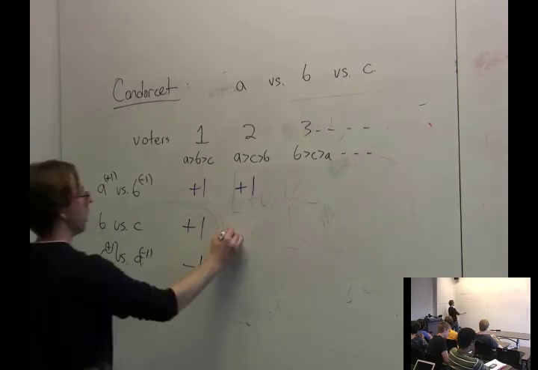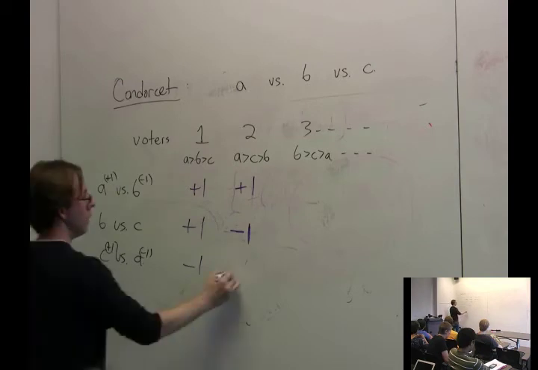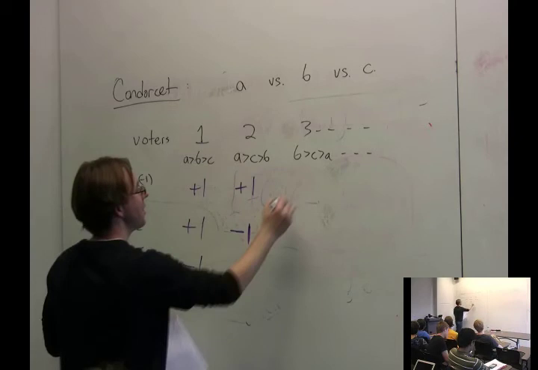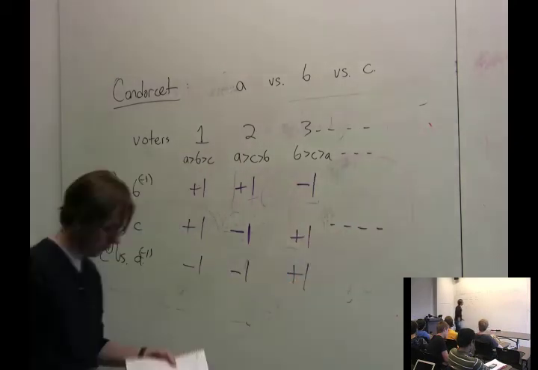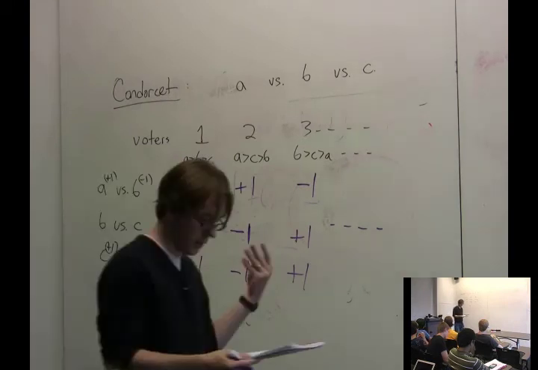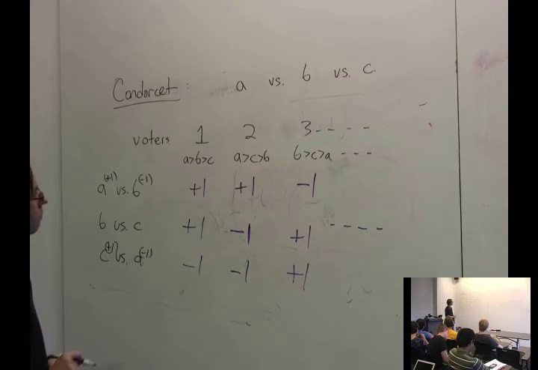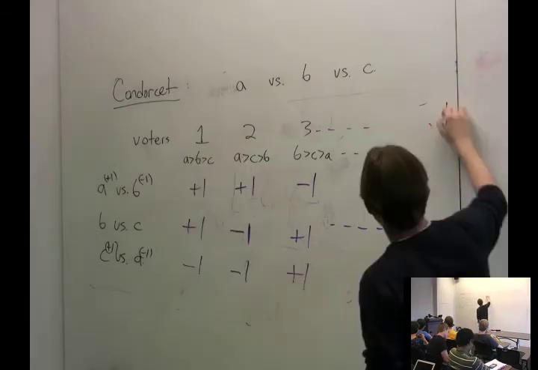Catch me if I get something wrong. B, C to B. And I'll just copy it. Minus 1, plus 1, plus 1. OK, and so forth. So everybody translates their opinion into a triple of votes. And now you can just hold a pairwise election.